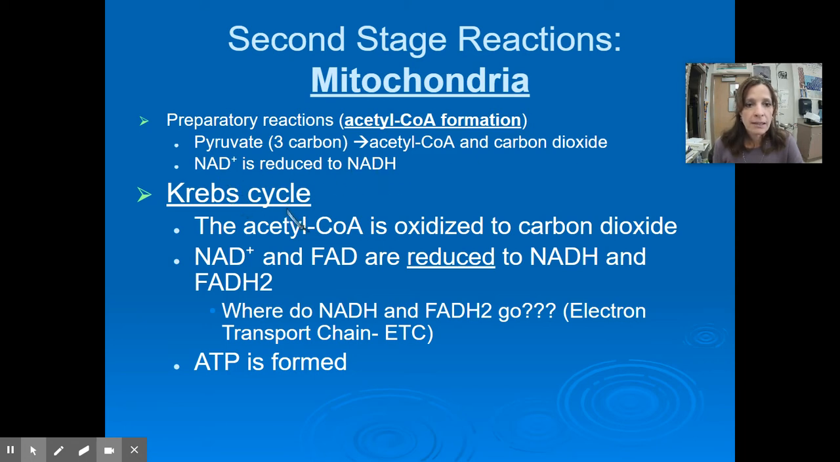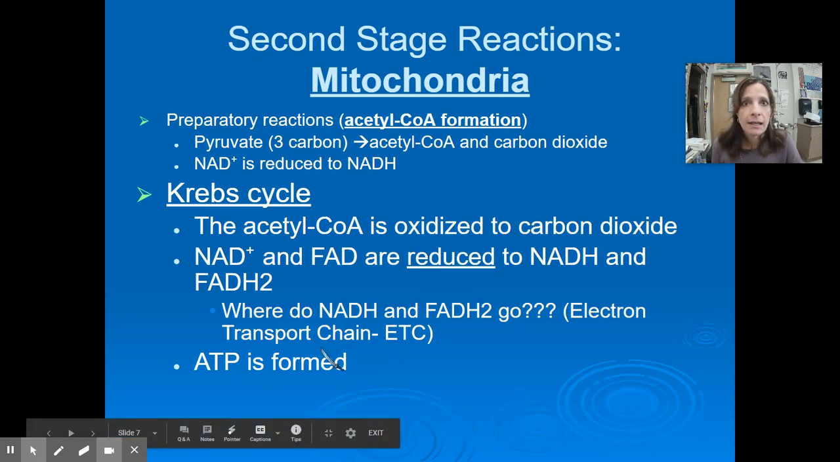And then the Krebs cycle is the next part, and what happens is acetyl-CoA is oxidized again to form carbon dioxide. If you think of cellular respiration, one of the main products is carbon dioxide, what you breathe out, and this is where it happens. You also get NAD and FAD reduced, so they pick up electrons in this process, and they take their electrons to the electron transport chain. And then a few ATP are also formed.